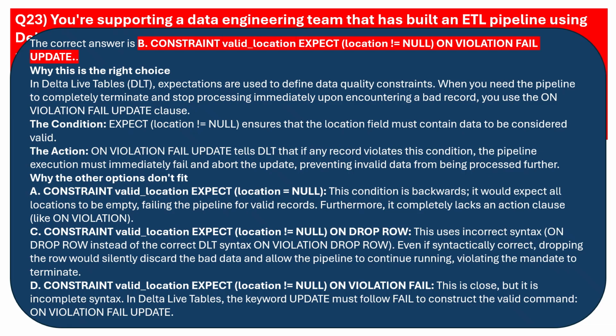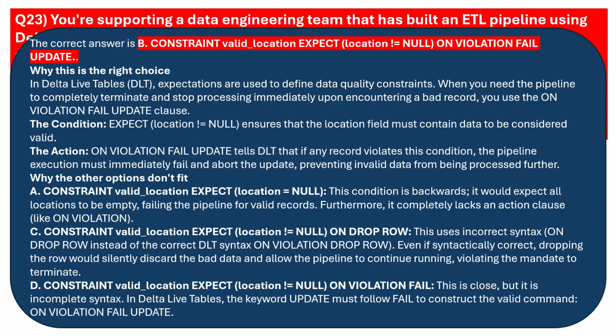The condition, expect location equals null, ensures that the location field must contain data to be considered valid. The action, on violation fail update, tells DLT that if any record violates this condition, the pipeline execution must immediately fail and abort the update, preventing invalid data from being processed further.